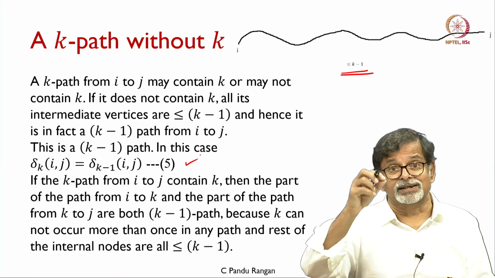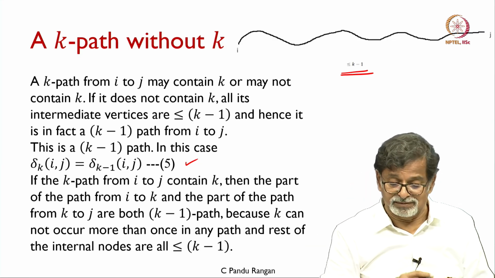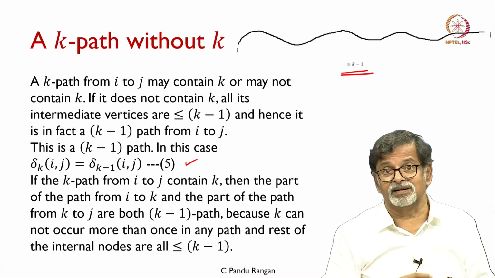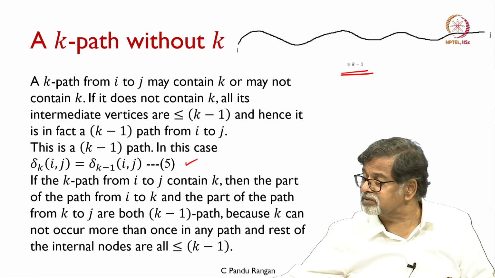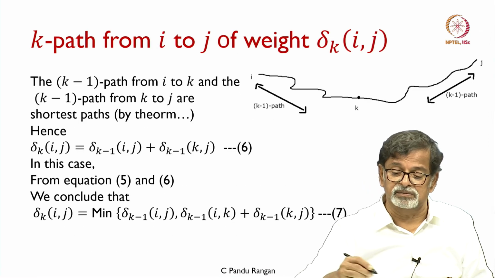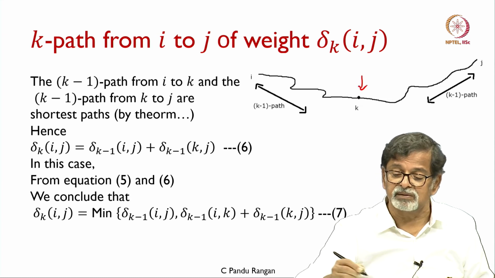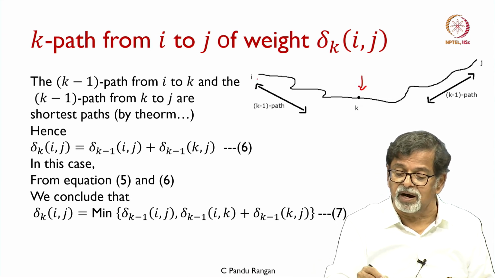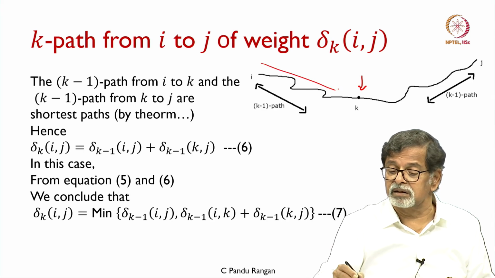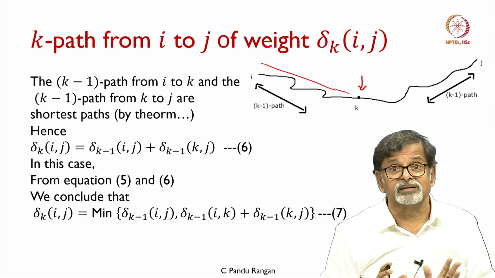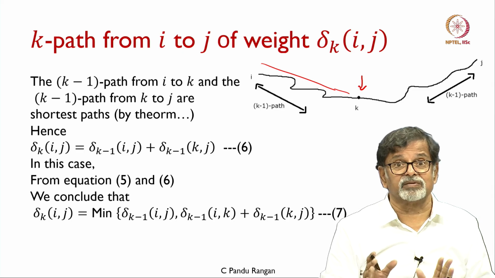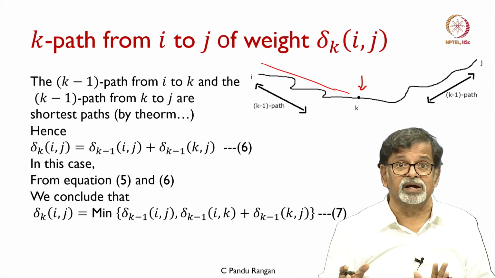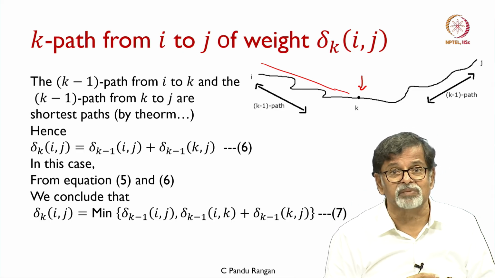If the k path contains k, that is the second case. If it contains k, here is the picture for it. The k path contains k. Therefore, this part does not have k. It does not have k, it is all less than or equal to k, therefore, it is less than or equal to k minus 1.